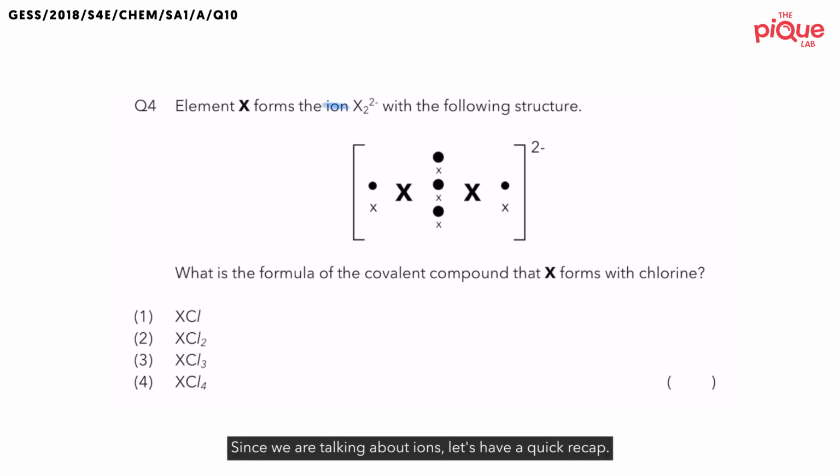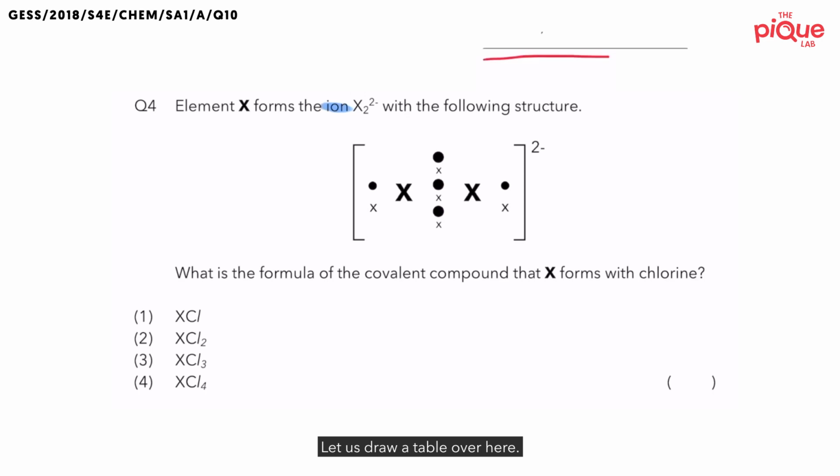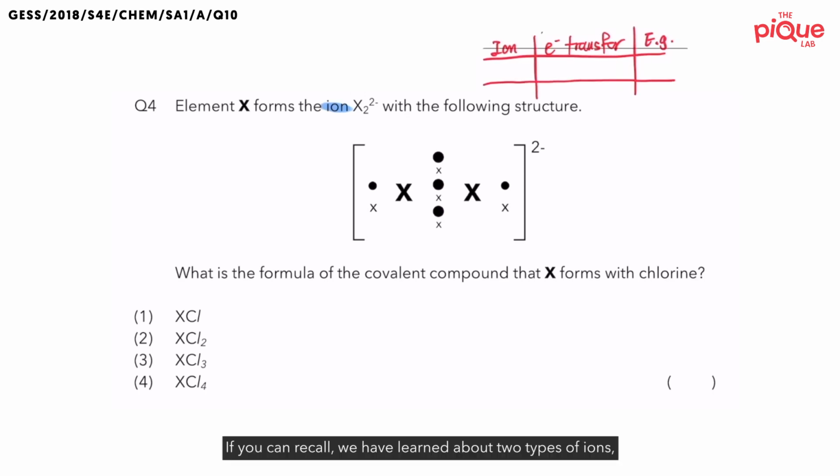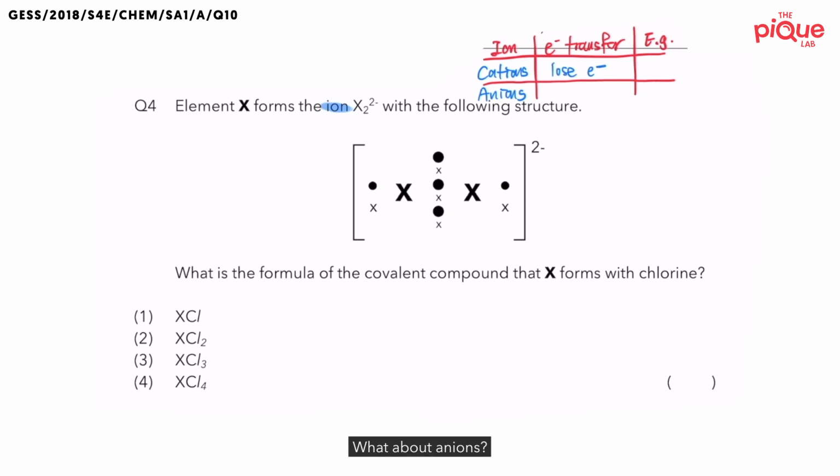Since we are talking about ions, let's have a quick recap. Can you still recall what are the types of ions that you have learnt? Let us draw a table over here. If you can recall, we have learned about two types of ions. The first being cations, and the second being anions. Now, can you still recall how cations are formed? Cations are formed when atoms lose electrons. What about anions? Anions are formed when atoms gain electrons.